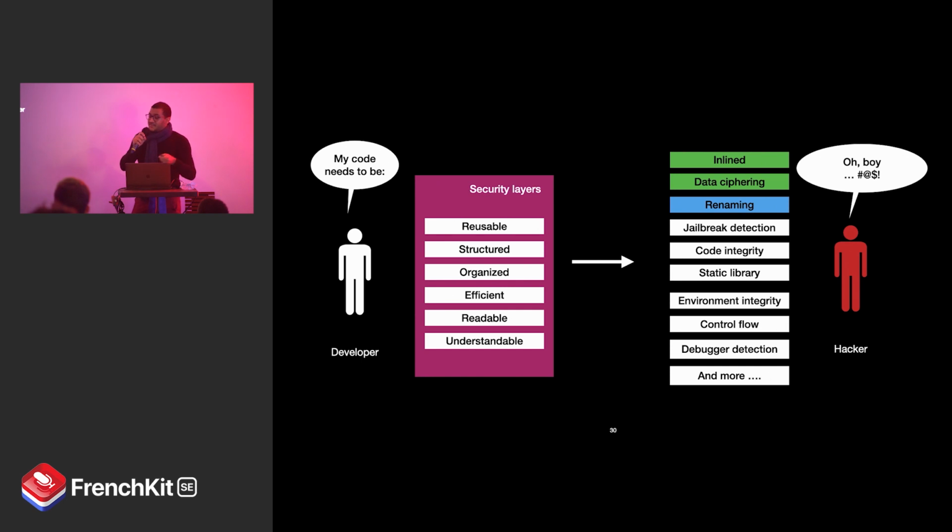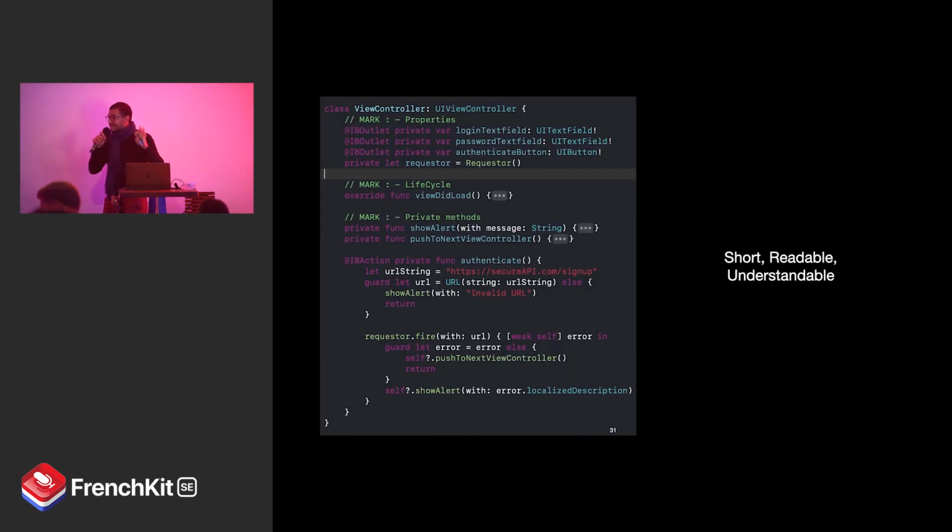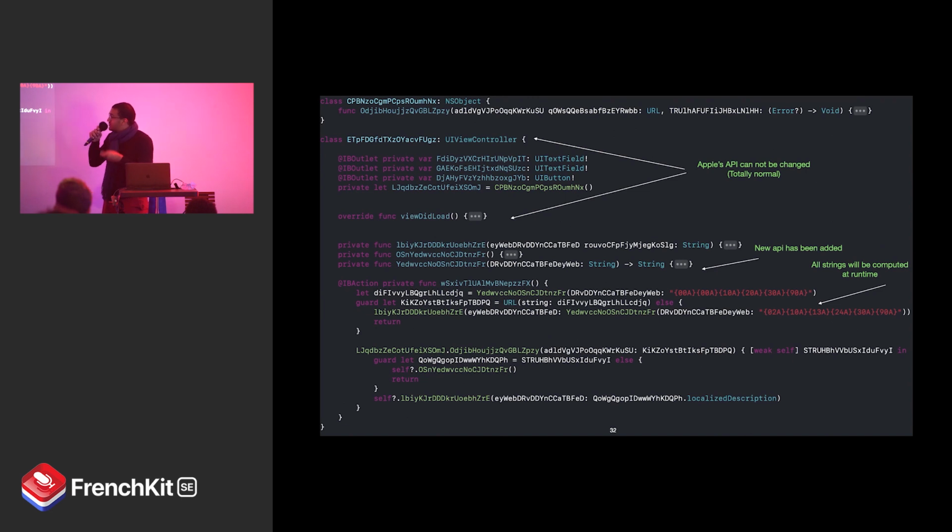Now we can talk about API renaming. As I said just before, this kind of code is really useful for you and for your team members because it's readable, short, understandable. But we don't want that in our final binary, in our production binary. That's why we use tools like IXGuard to cover this job for us by renaming every API, every variables.